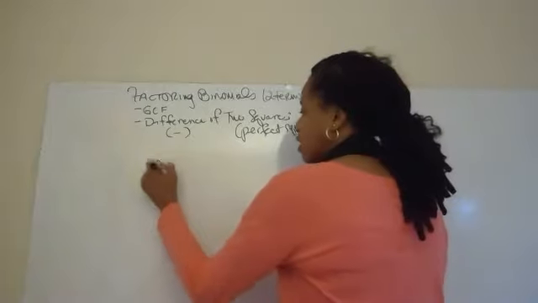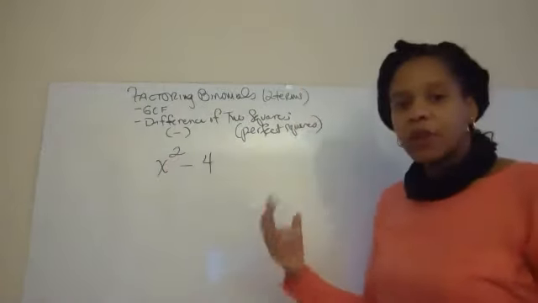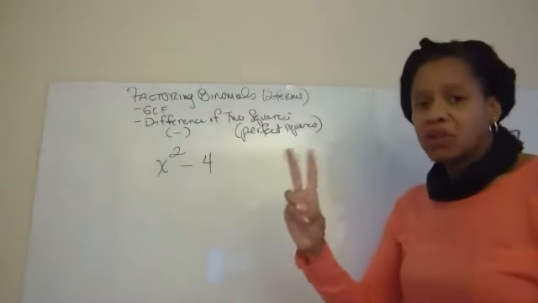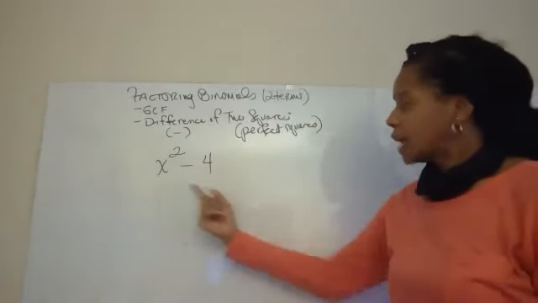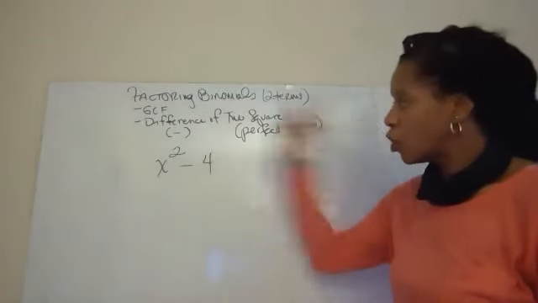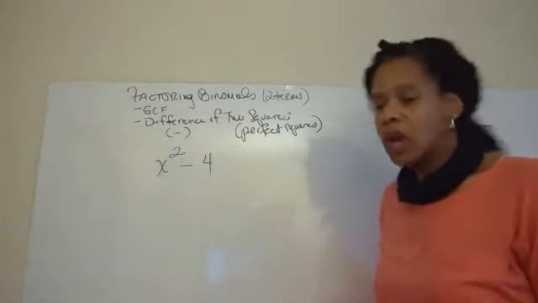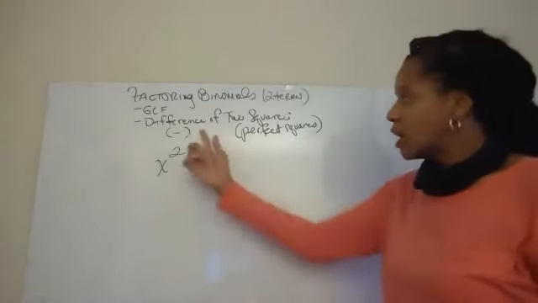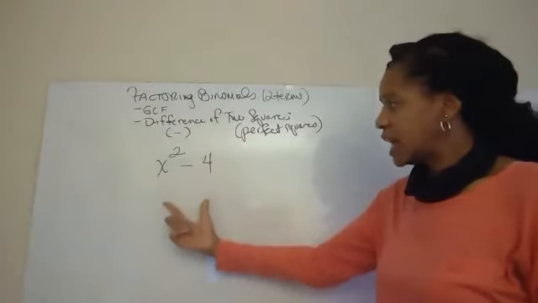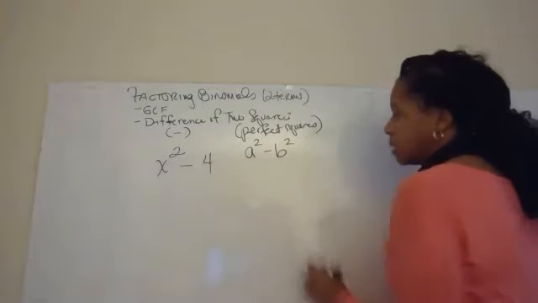So let's look at x squared minus 4. X squared minus 4 is a binomial, and I know that because only 2 terms are present. When I look at it, it's in descending order and there's no greatest common factor present. So your last thing you have to ask yourself is, is it the difference of squares? Meaning, can I factor it? If it's the difference of squares, which this is, we can factor it. The difference of squares means a squared minus b squared.